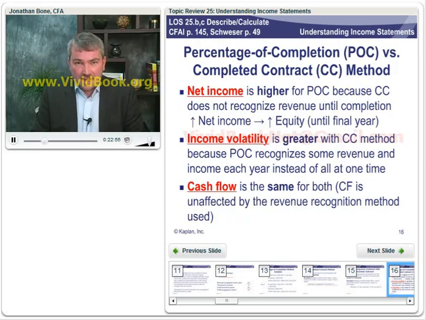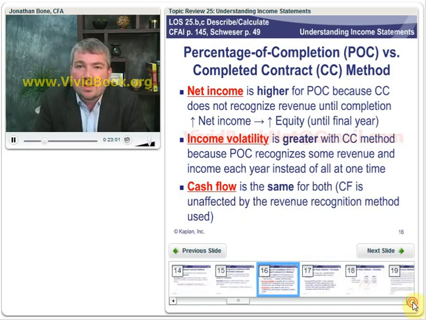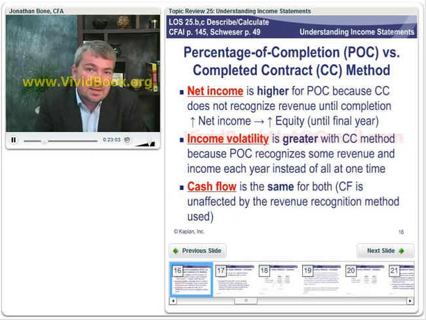Okay, let's have a think about how these methods, percentage of completion versus completed contract, affect our income statement. Net income over the construction phase is going to be higher under percentage of completion because you're recognizing profits during the construction phase. That's going to be the same in every year of the construction, but in the final year, completed contract would have a higher sales figure, a higher expense figure, and a higher profit figure because under completed contract, it's all recorded in the final year.